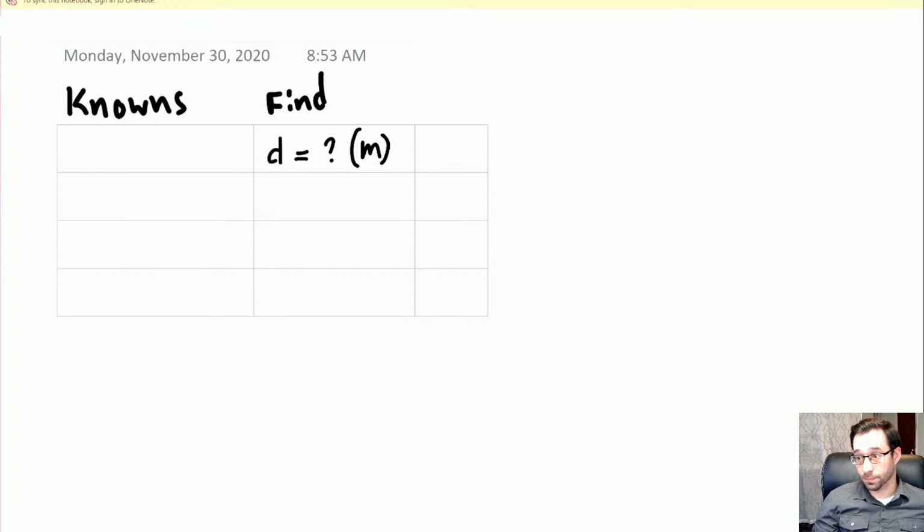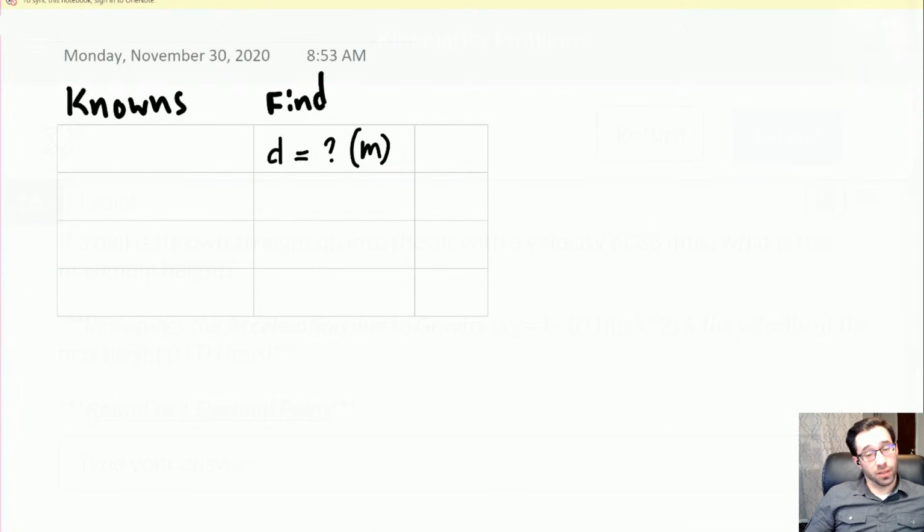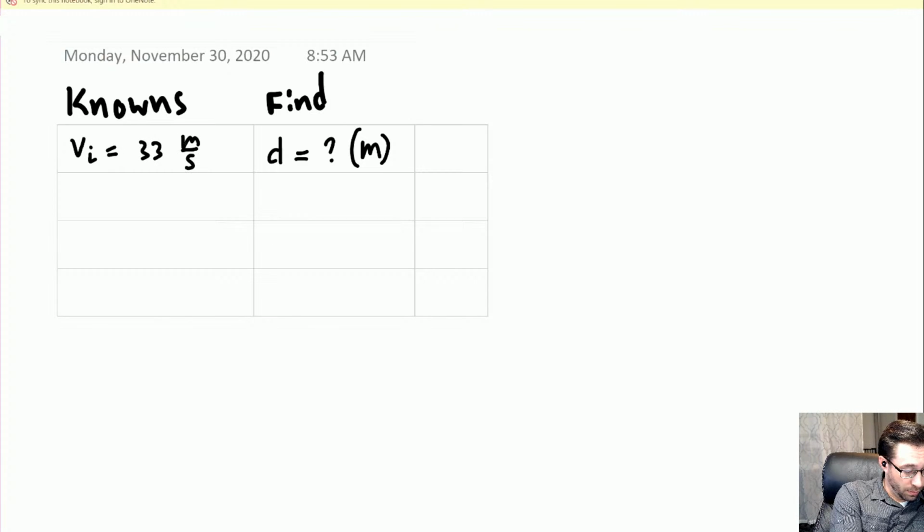All right, so we're trying to find the max height. It's thrown straight into the air with a velocity of 33 meters per second. So if we're trying to figure out the max height, we know immediately that the final velocity is 0, but we're given in the problem numerically the initial velocity, which is 33 meters per second. We know the final velocity is 0 meters per second. And then, like I mentioned before, the acceleration due to gravity is negative 10 meters per second squared.